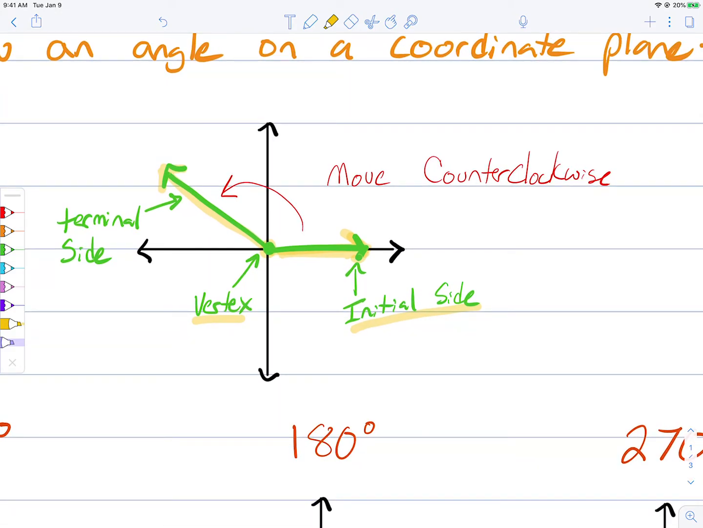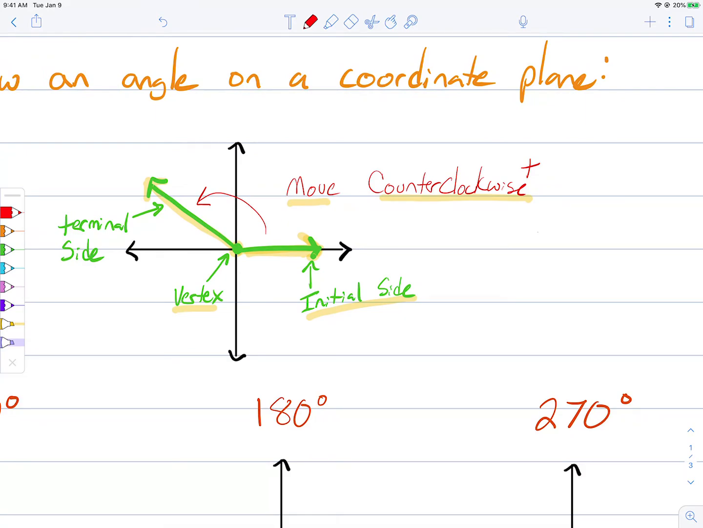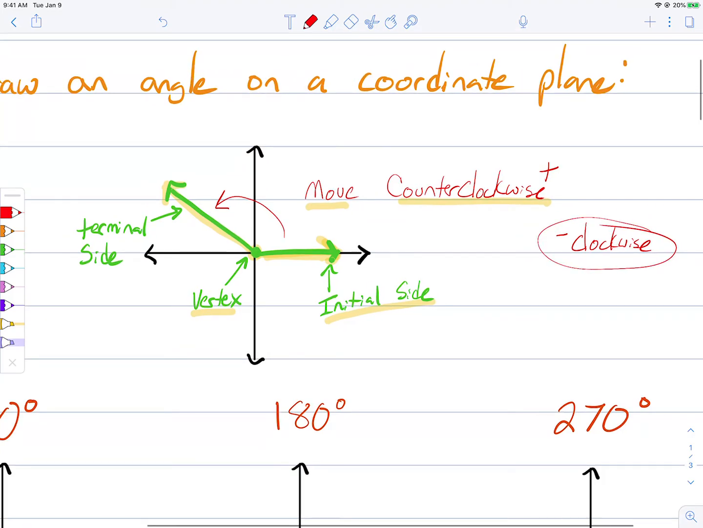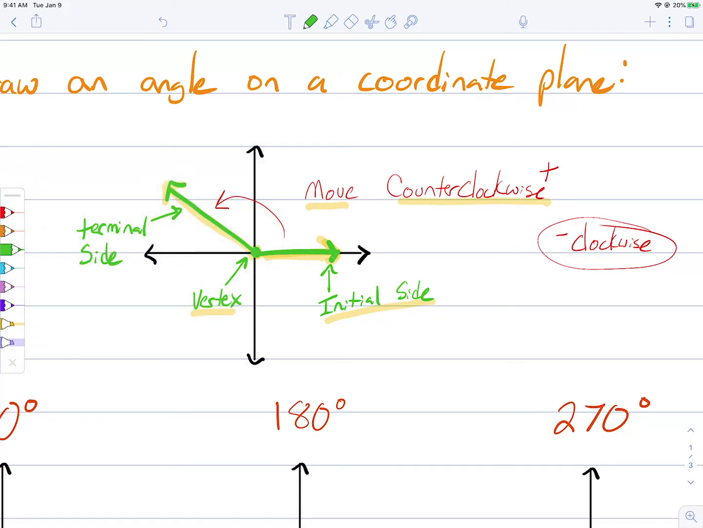Now, as you're moving to create your angle in math, we always like to move counterclockwise. When you move counterclockwise, that is considered a positive degree. You will come across negative degrees, and that's because it is moving clockwise. So on all of these, again, our vertex is going to be at the origin, and our initial side is going to be on the x-axis.